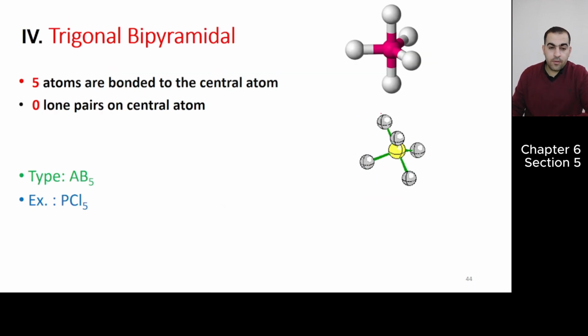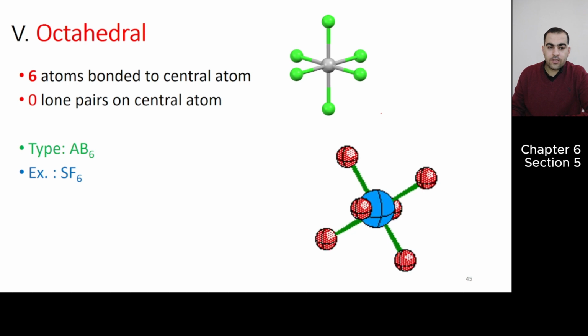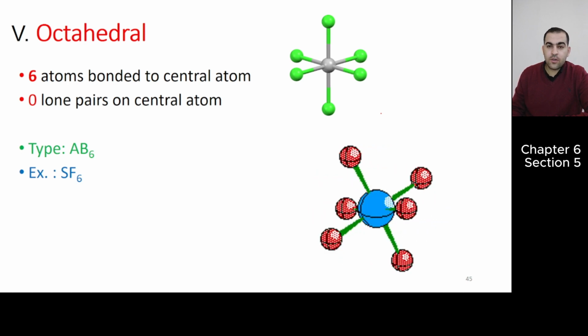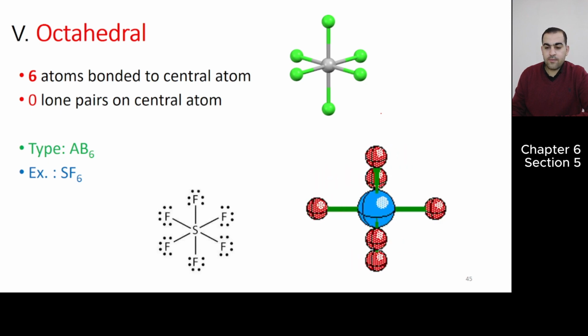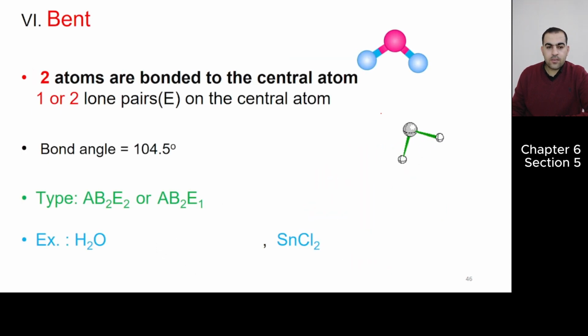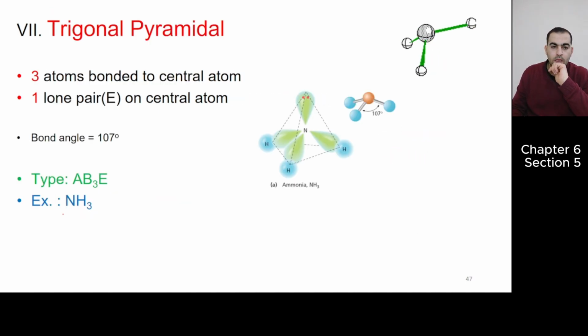Trigonal bipyramidal, 5 atoms bond to the central atom. The central atom doesn't have any lone pairs. Octahedral, 6 atoms bond to the central atom, 0 lone pairs, AB6 like sulfur hexafluoride. Okay, and this is their shape. Bent, 2 atoms bond to the central atom. Look, guys, E1 or E2, 1 lone pair or 2. 1 lone pair here, tin dichloride. Okay, we are talking about just molecules.